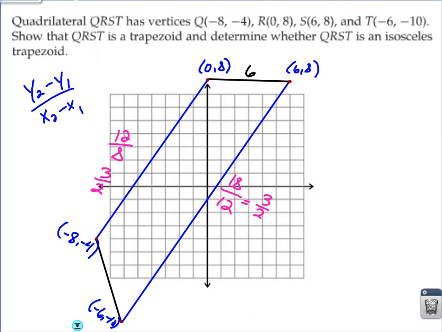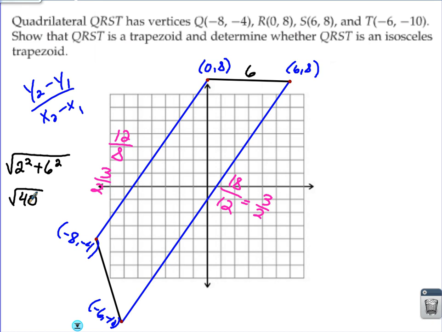Now let's just get some extra practice with our distance formula. We never use it. Distance formula is the square root of x2 minus x1, which is -6 minus -8, which is 2, squared, plus y2 minus y1, which is 6, squared. So that's the square root of 4 plus 36. That's the square root of 40. Pretty close to 6, though, isn't it? But not exactly 6. It's going to be like 6.1, 6.2, somewhere around in there. Not an isosceles.